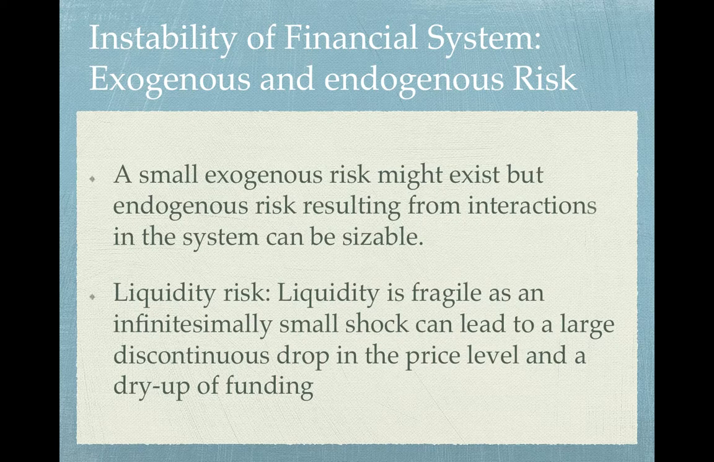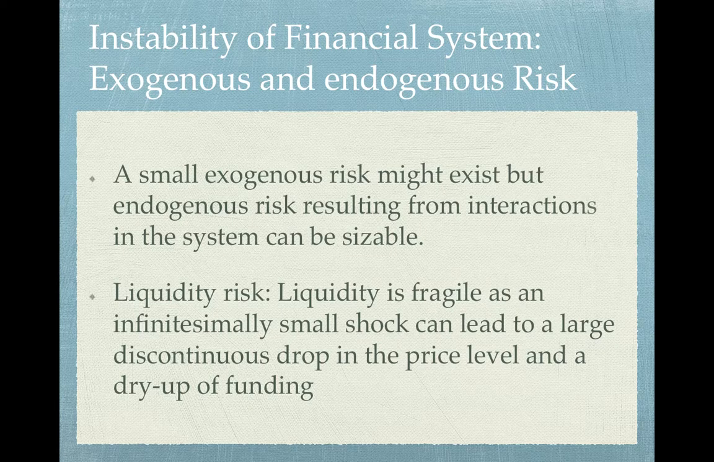So how do we deal with the instability of the financial system? Or what are the implications of the instability of the financial system for the macroeconomy? To understand this effect, we need to talk about two kinds of risk that are associated with any market for any kind of asset. There's usually a small exogenous risk, which is basically the risk that is not under your control. But endogenous risk, which results from interactions within the system, could be sizable.